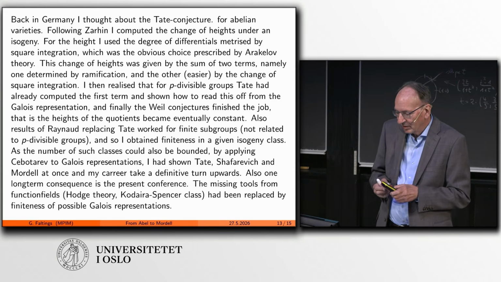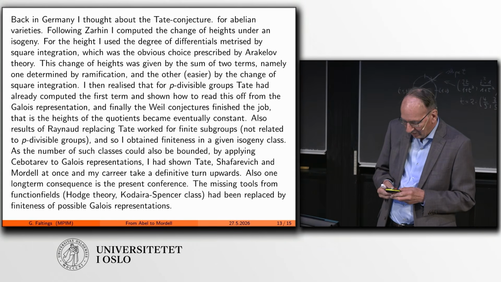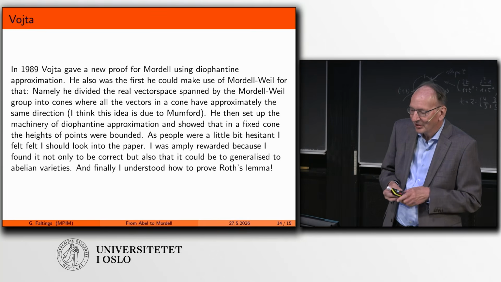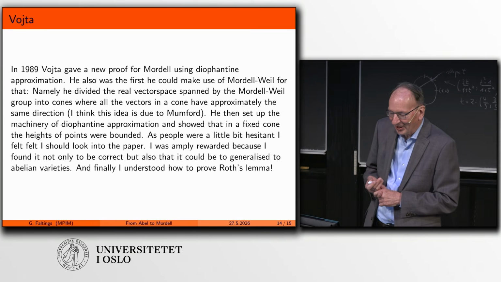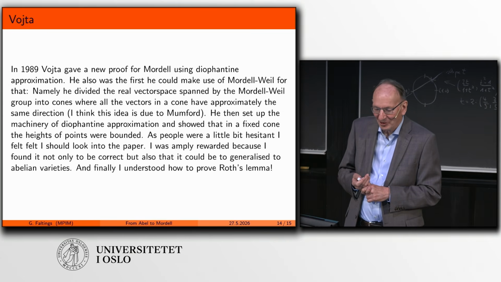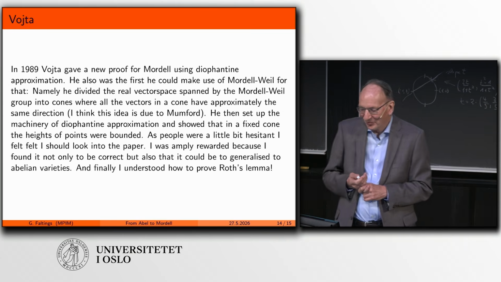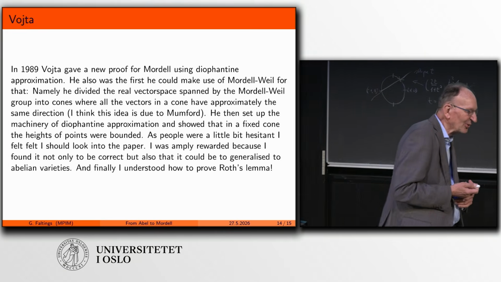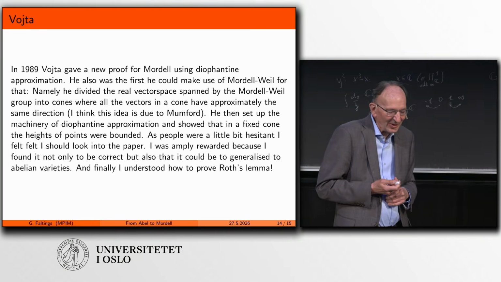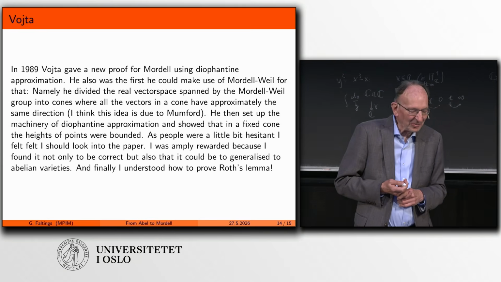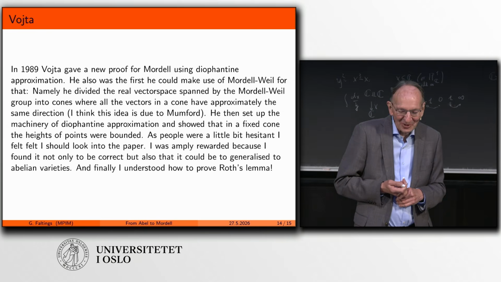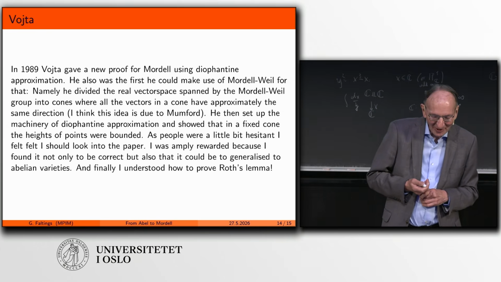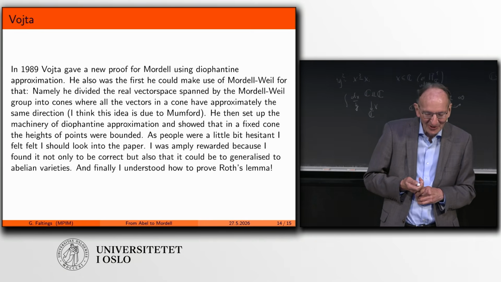If you like, we didn't have a Kodaira-Spencer class, but the Galois representation did the job. I didn't realize it at that time, but now there are new proofs of Mordell which don't use the height functions, but use Galois representations. By the way, the height functions are these called Faltings heights.